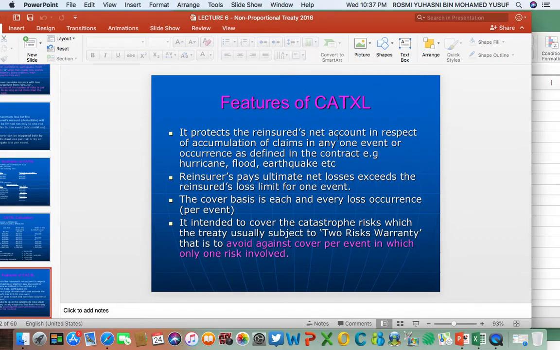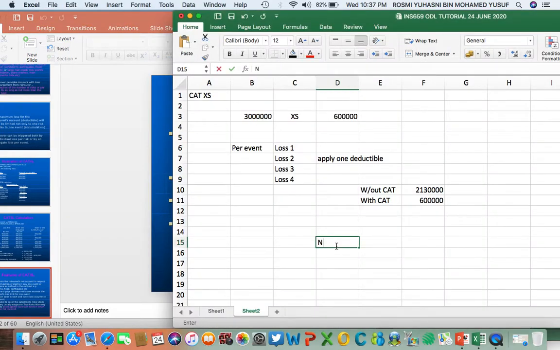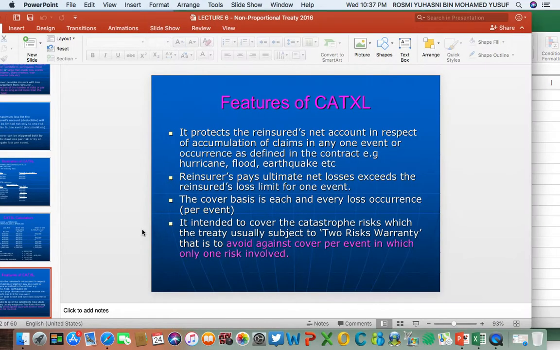It protects the insurer net account. What does it mean by net account? Net account means net loss retention. Okay. A reinsurer will pay the ultimate net losses exceeding the insurer loss limit for one event. Can you remember what is ultimate net losses? Please refer back to our previous slide. Ultimate net losses is the final amount of claim that the insurer will share with the reinsurer.